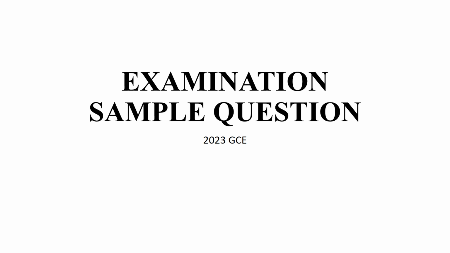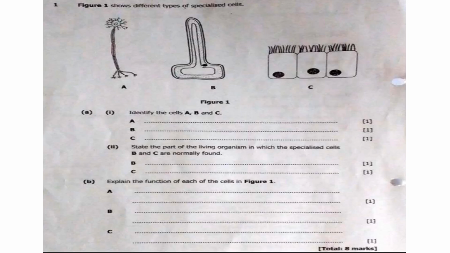This marks the end of the specialized cells. So we are going to look at this question together. This question is on cell structure and specialization. This is one of the past paper questions which was brought. As we can see, we have three different types of cells, and these cells are specialized. These are basically the cells that we have just been explaining. So we have cell A, cell B, as well as cell C.